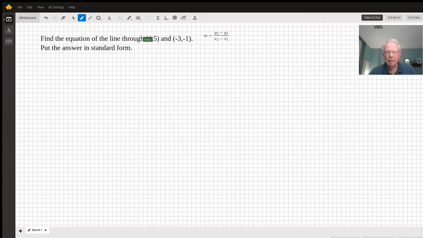Hello, my name is Roger J, and I'm going to show you how to solve this problem involving linear equations. I took the one that I read and amplified it a little bit. I think this is what the person meant. We're trying to find the equation of the line through the points (4, 5) and (-3, -1), and we want the final answer to be in standard form.